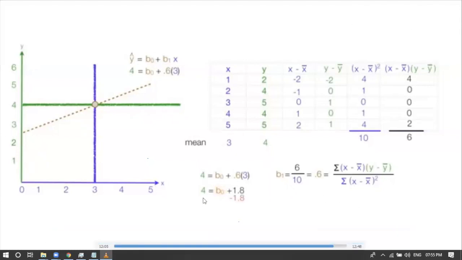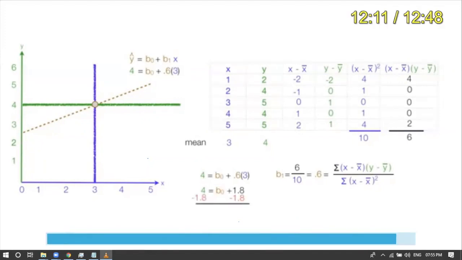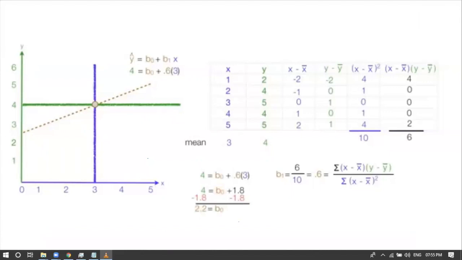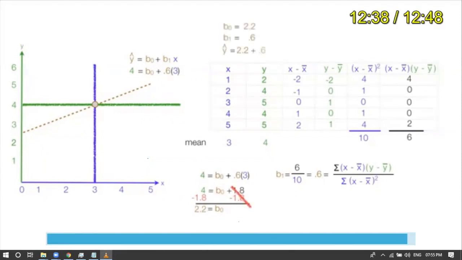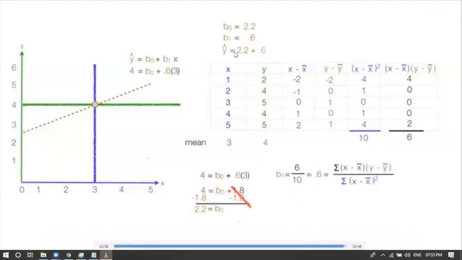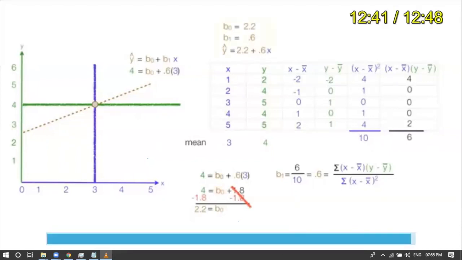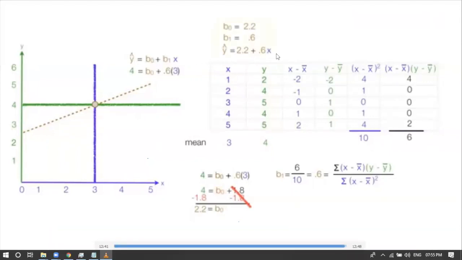Which is 4 is equal to b naught plus 1.8. Now from this equation we can easily find out the value of b naught, which is 2.2. Now we found out what? We found out b1, which is 0.6. We found out b naught, which is 2.2. So finally we got the answer, that our equation is y is equal to 2.2 plus 0.6x. This is your best fit line.